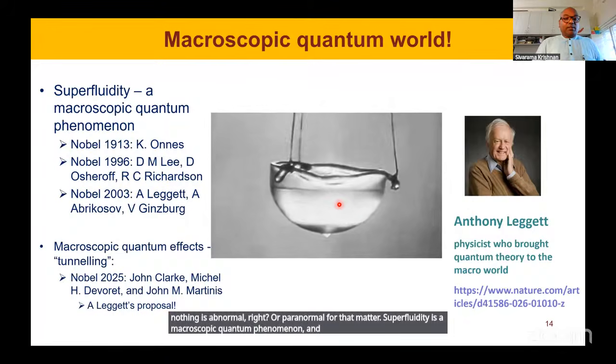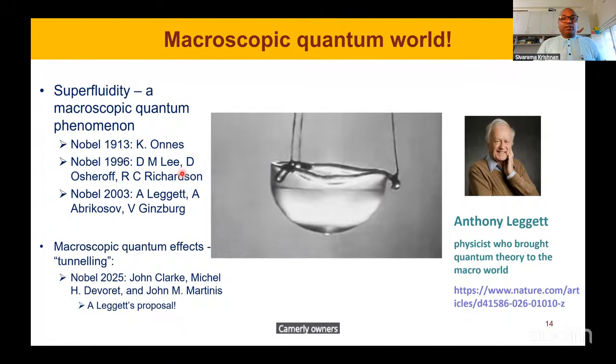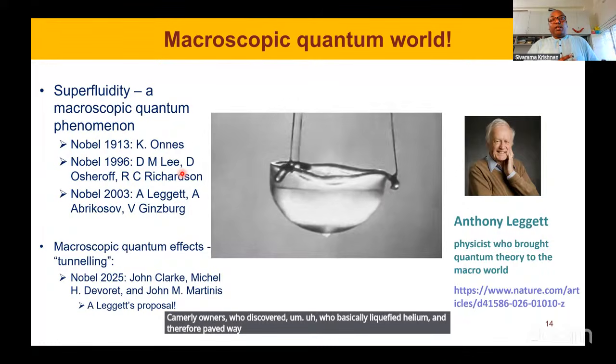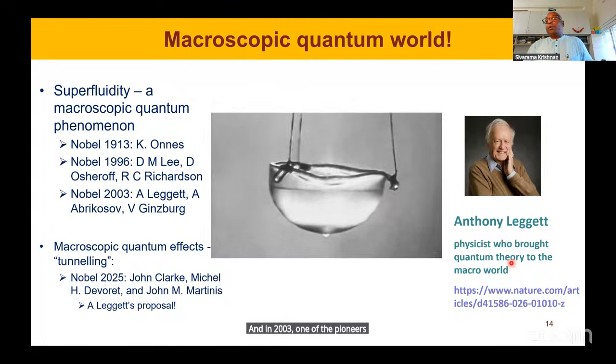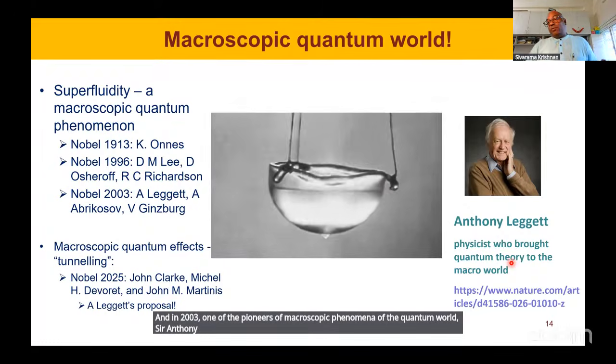And this has been studied by several Nobel Prizes, all the way from one of the very early ones to Kamerlingh Onnes, who basically liquefied helium and therefore paved the way for us to study this macroscopic phenomenon in the quantum world. Helium-3 superfluidity was recognized with the Nobel Prize in '96 to Lee, Osheroff, and Richardson. And in 2003, Sir Anthony Leggett, one of the pioneers of macroscopic phenomena of the quantum world, an eminent physicist, whom very unfortunately we just lost.